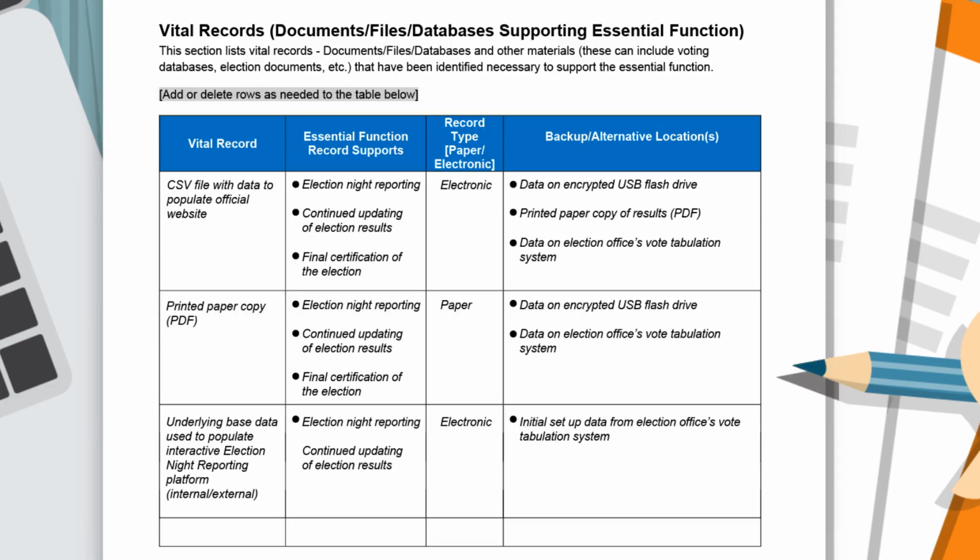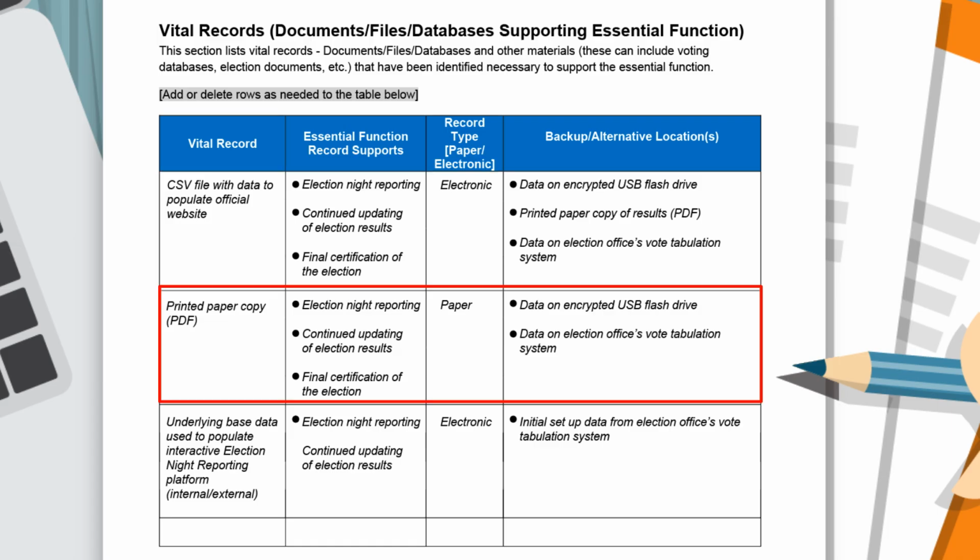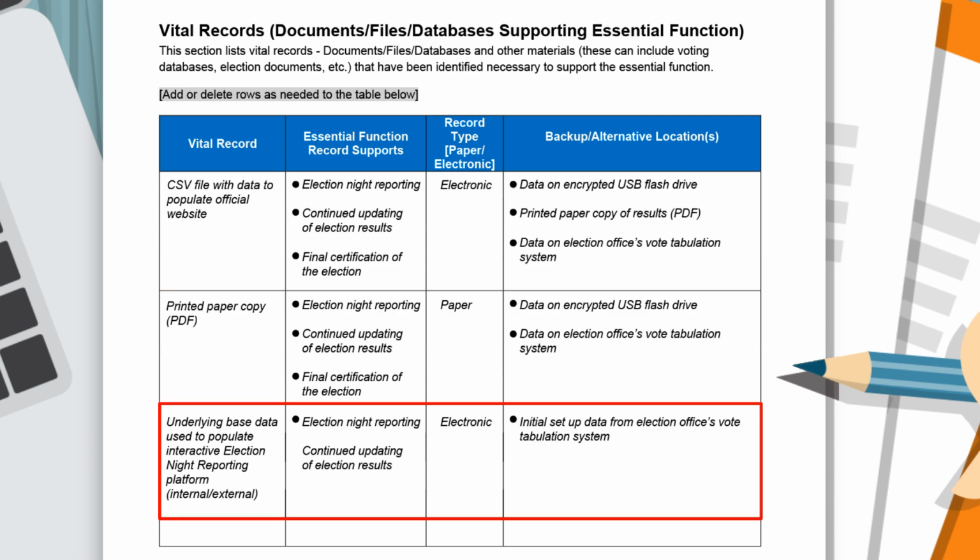List the important items needed to perform the essential function. In this case, posting election results relies on a data spreadsheet used to update the county results website, a printed paper copy of the results, and the database from the election management system. Backup options for each of these are listed.